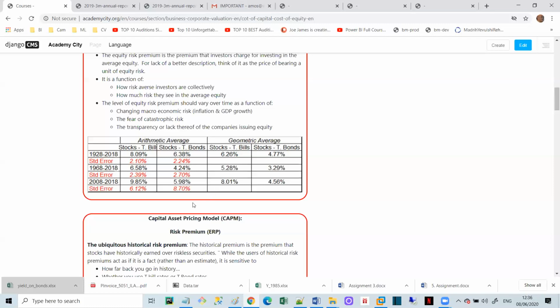By the way, this is really the most used one. And even so, I still don't really know which one I should use. Should I use this one? Should I use 4.24? Should I use 6%? Almost.